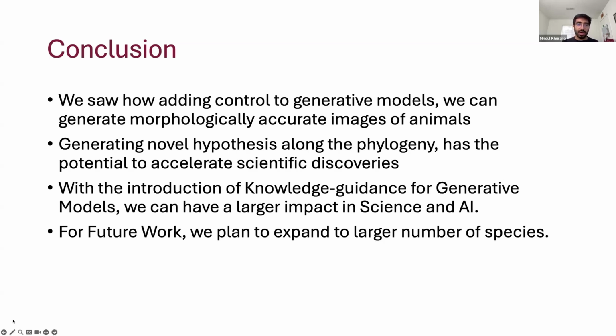For the future, we plan to expand. We are expanding to a larger number of species using iNaturalist data sets, which have more than 10,000 species and 2.6 million images, and also leveraging newer architectures like diffusion transformers to scale up the process.